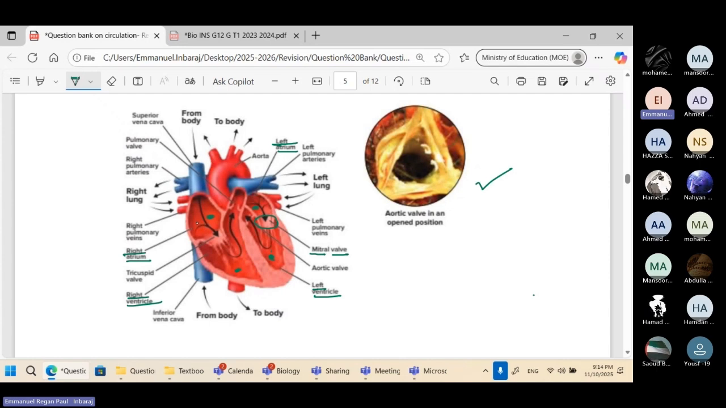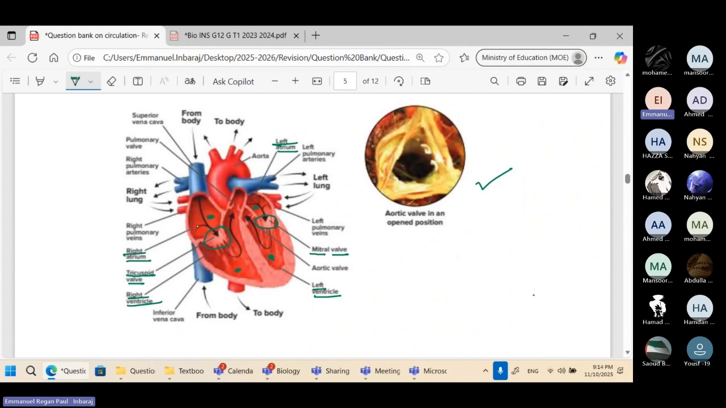Same thing here. This is, I told you, the right atrium, and this is the right ventricle. Between the right atrium and the right ventricle, there is a valve. What is the name of this valve? Tricuspid valve. Mitral valve, tricuspid valve.